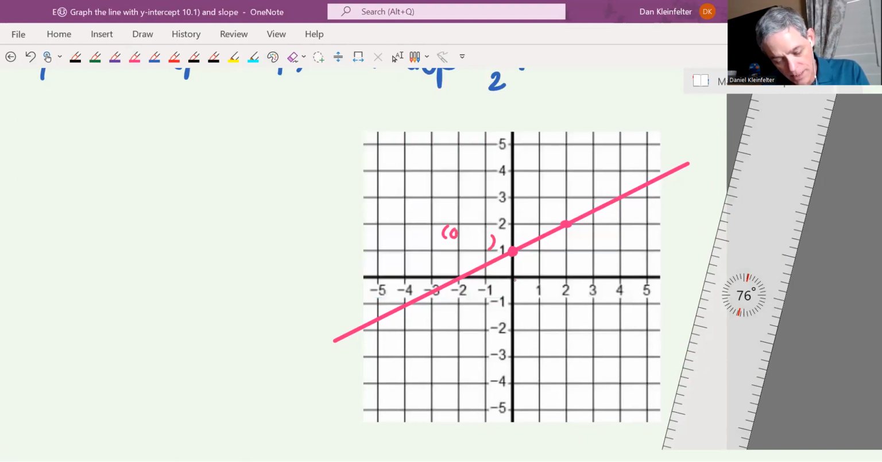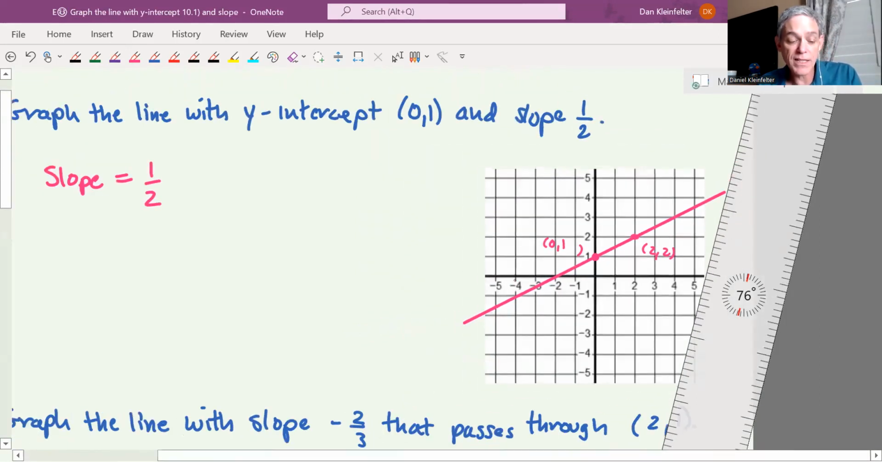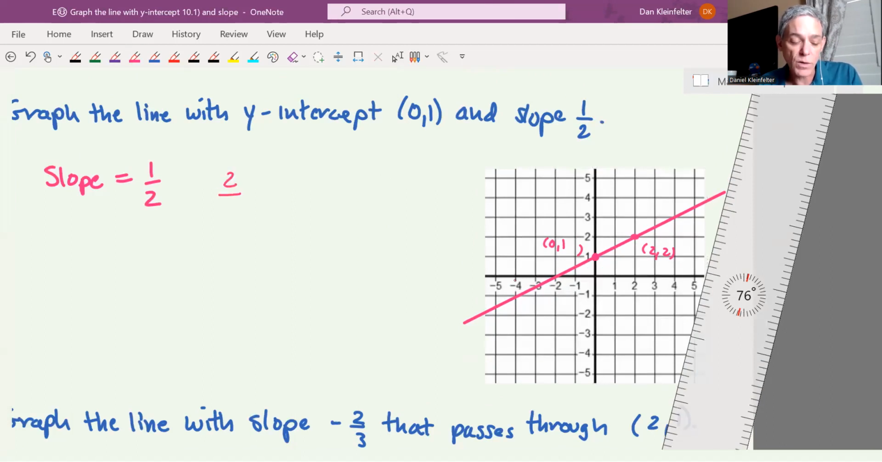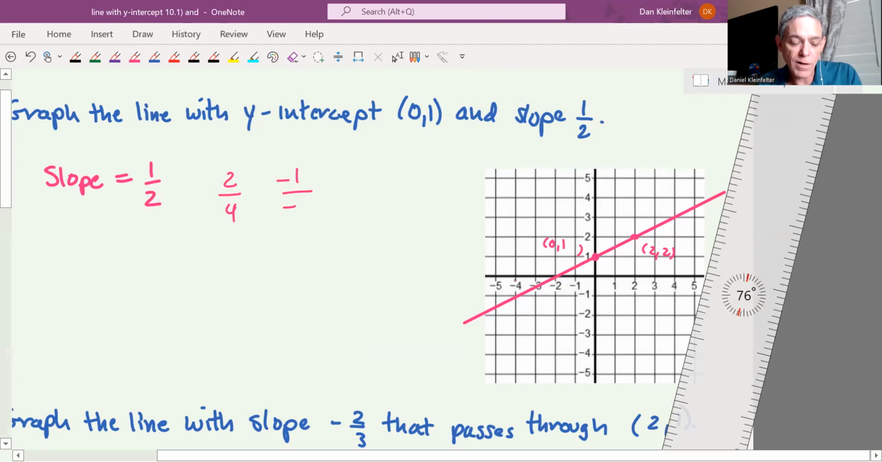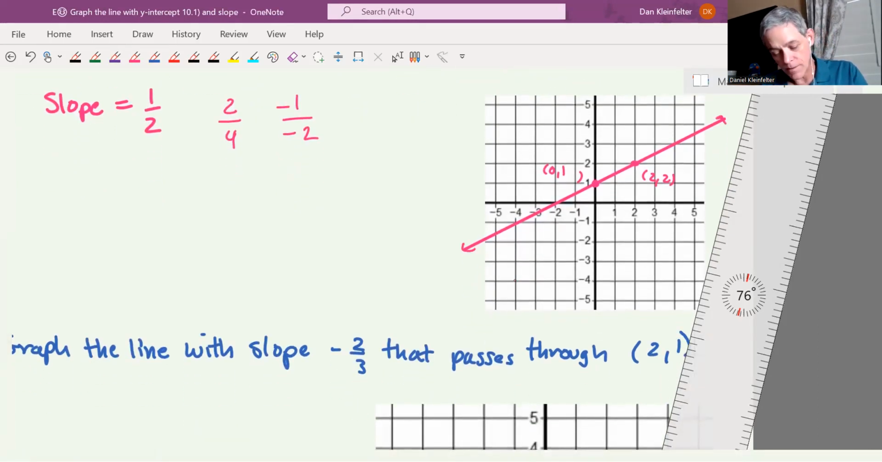So I had the point (0, 1) and the point (2, 2) on the graph. Okay. Again, that wasn't the only choice we could have made. Since the slope was 1/2, we could have gone up 2 and right 4, could have gone down 1 and left 2, and that would still have taken us to other points on the line. Okay, so let's try another one of those.